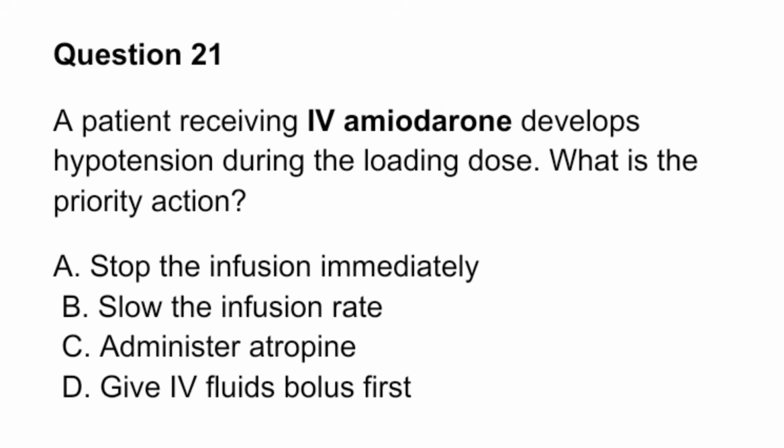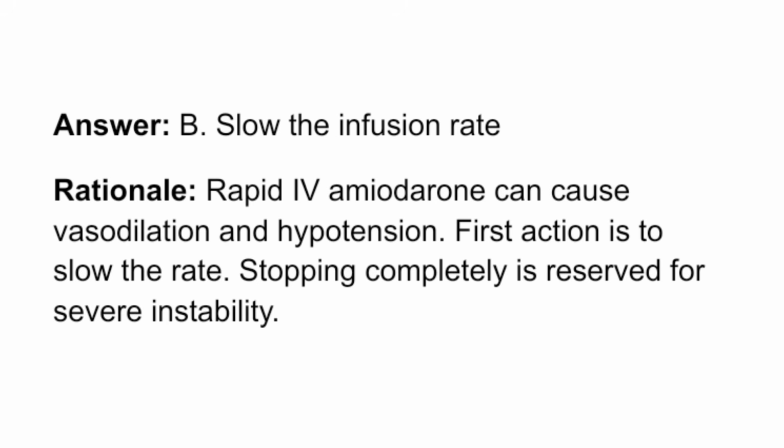Question 21. A patient receiving IV amiodarone develops hypotension during the loading dose. What is the priority action? A. Stop the infusion immediately. B. Slow the infusion rate. C. Administer atropine. D. Give IV fluids bolus first. Answer: B. Slow the infusion rate. Rationale: rapid IV amiodarone can cause vasodilation and hypotension. First action is to slow the rate. Stopping completely is reserved for severe instability.